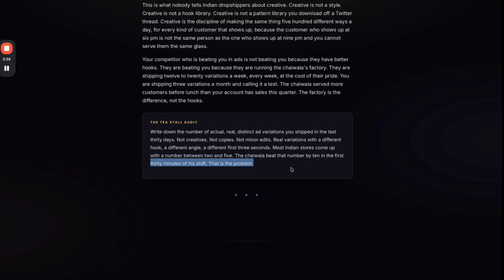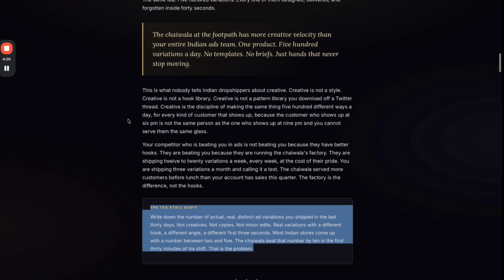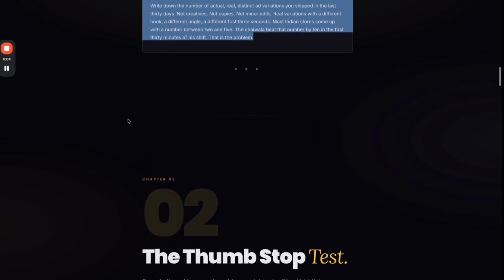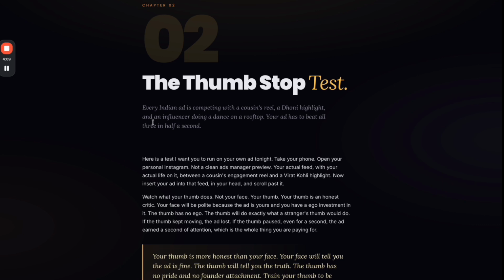That is the problem. You have to test variations. And the only way you get good at making ads is by being first bad at them. Only by making bad ads will you be able to make good ads. This is very, very important. The thumb stop test.